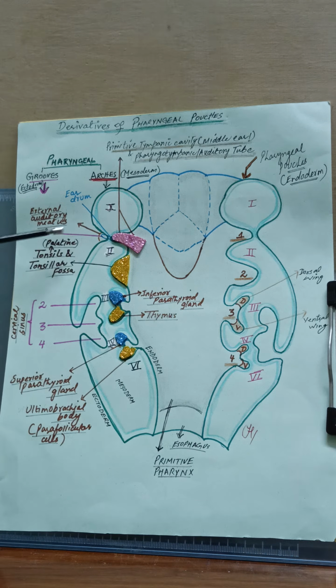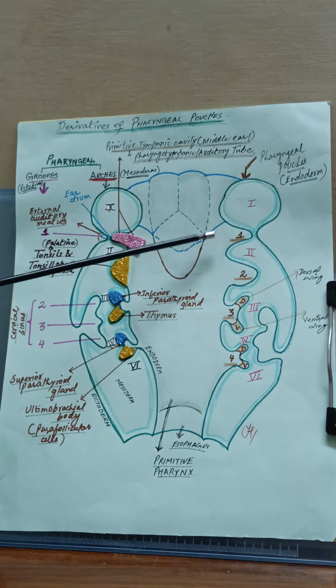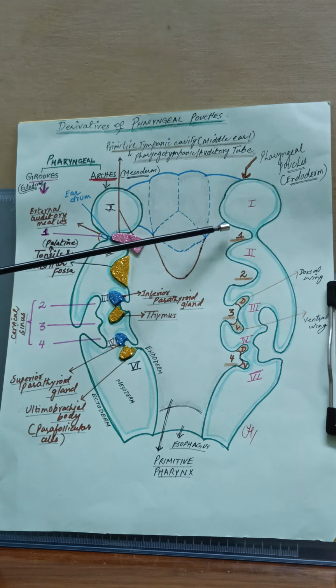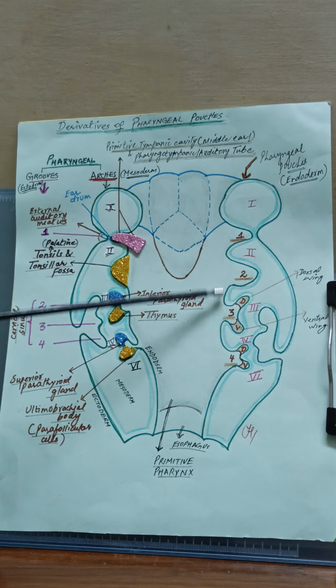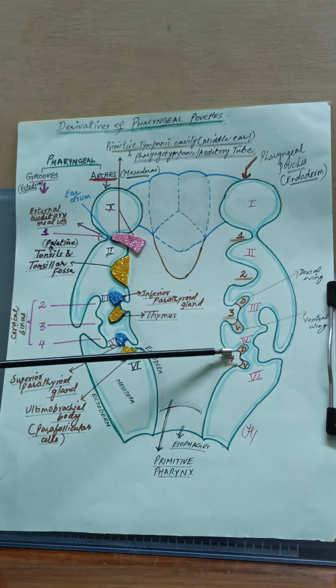Now we see from outside the pharyngeal grooves or clefts. This is first cleft, this is second, this is third, this is fourth. And if we see from inside the endodermal area, we see the pharyngeal pouches. This is pouch number 1, this is second, this is third, and this is fourth.